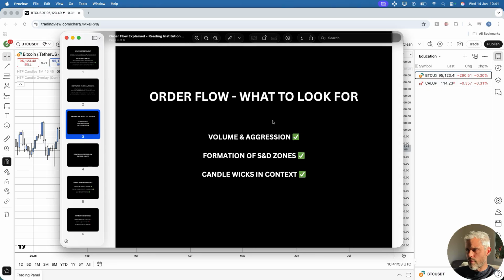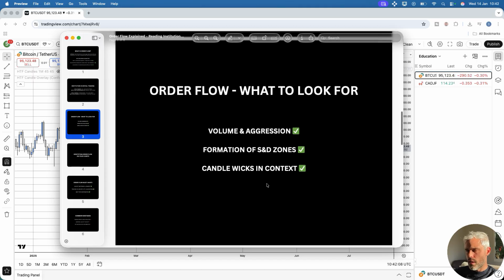So by measuring volume and aggression, by seeing the formation of supply and demand zones, we can start to plot where we think institutions are gaining control of order flow in the market. And then finally, candle wicks, importantly in context. This is something that I'll just bring to life in the examples, but I think it's also a very important tactic that we can use to identify order flow and also make sure that we have a good understanding of where price is heading and rejection areas in the market.